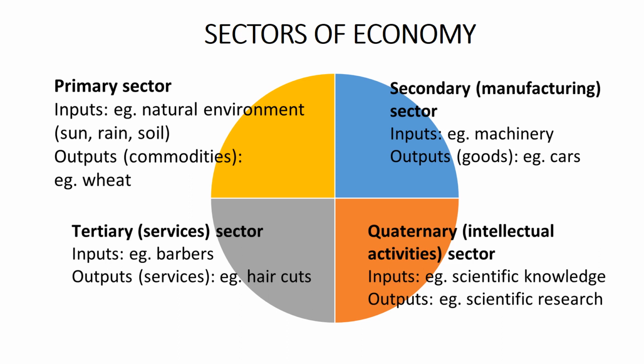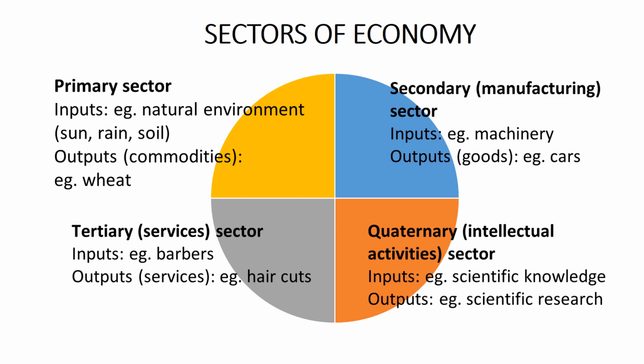In the primary sector, the inputs come from the natural environment. For example, the sun, rain, and soil. The outputs, typically called commodities, include things such as wheat, cows, and minerals. In the secondary sector, the inputs include capital resources such as machinery. The outputs are goods such as cars.